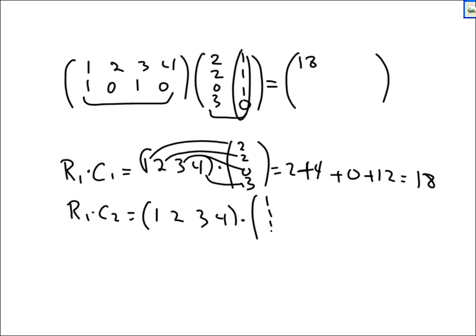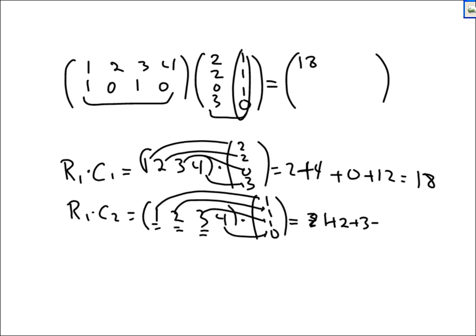1, 1, 1, 0. So you just add the first 3 numbers, because 1 times 1 is that number, 2 times 1 is that number, 3 times 1 is that number. Those 3 numbers add up to 6. And then you add 0. You get 1 plus 2 plus 3 plus 0, which is 6. That goes in the row 1, column 2 position.